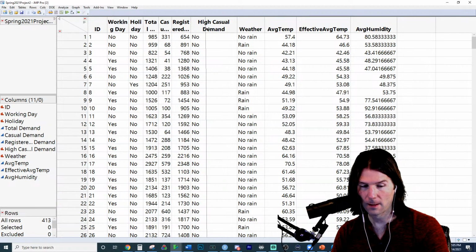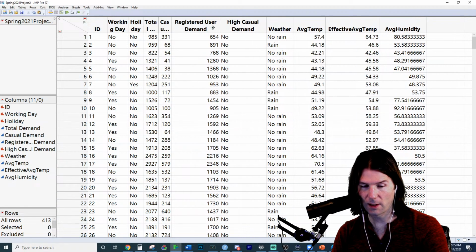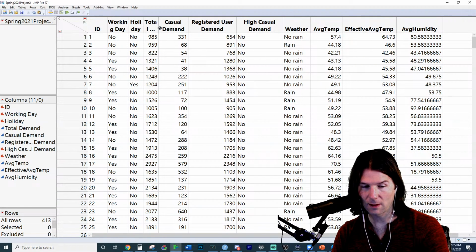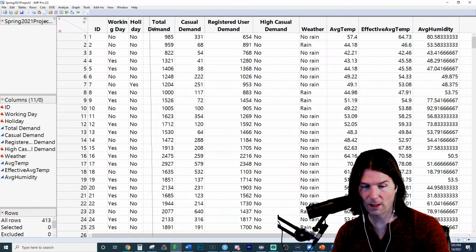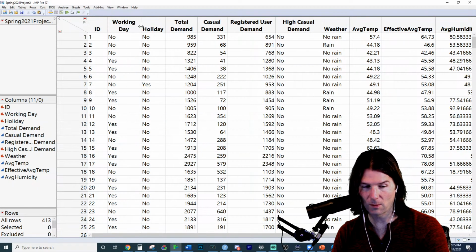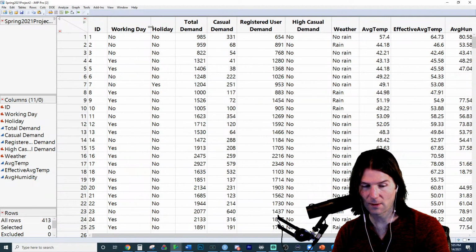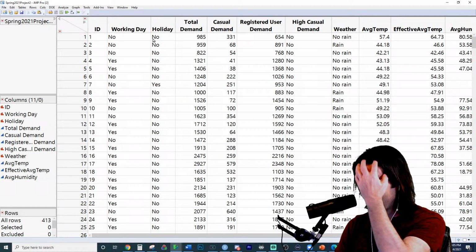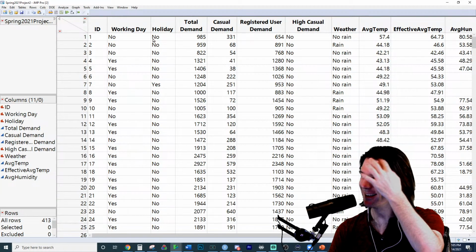That's good right there. Oh, look at those variables. Total demand, holiday, working day. I don't want the day right there. Okay, good. Let's do this. Looks like a camel is bimodal.